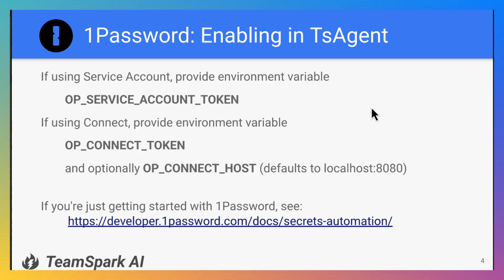Once you've done that and you've set up your integration, you're going to set an environment variable that's either OP service account token if you're using a service account, or OP Connect token if you're using Connect, optionally overriding the host if you want. If you haven't done integrations with 1Password before, I would just say go to their website. They have great documentation. You'll be up to speed in like 10 minutes. This doc that I'm linking to, the /doc/secrets automation, is a great place to start. It explains the service account versus Connect options and how to get things set up and running.